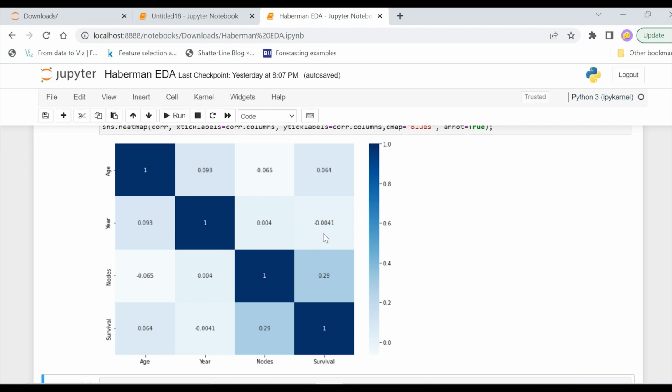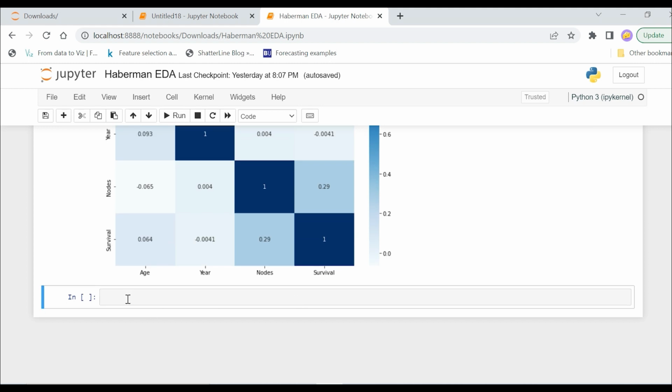So year and survival, you can see this is negatively correlated, so you won't be able to find out any important thing. This is also very very low correlation. This is very very low correlation. The only particular correlation which you get is nodes and survival. So nodes and survival are somewhat correlated.